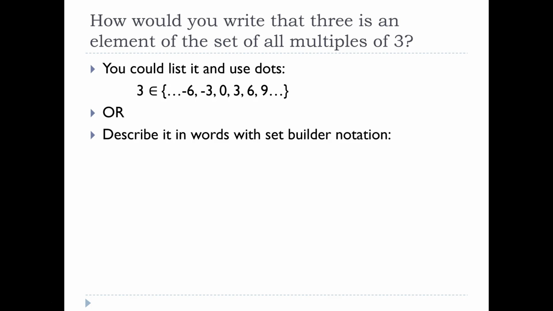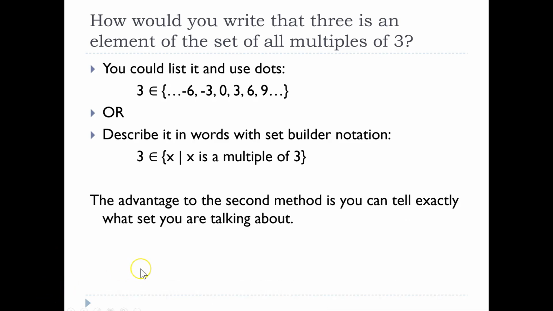Or you could describe it with set builder notation, which might be a little nicer because you don't have to list them all, and also because you can explain in words exactly what you mean. And there you go. 3 is an element of the set of all x such that x is a multiple of 3. The advantage to the second method is you can say exactly what you're talking about.